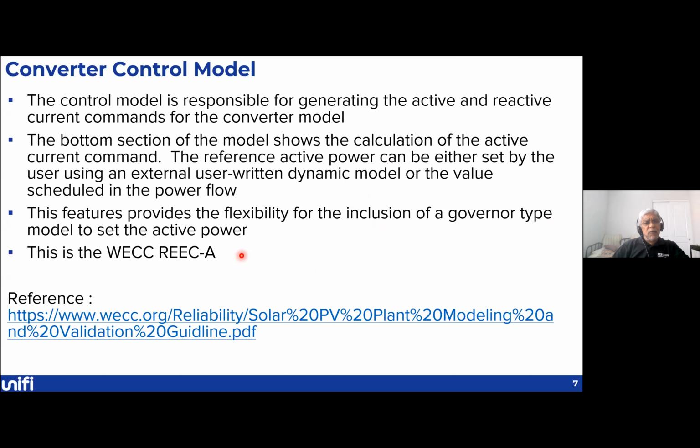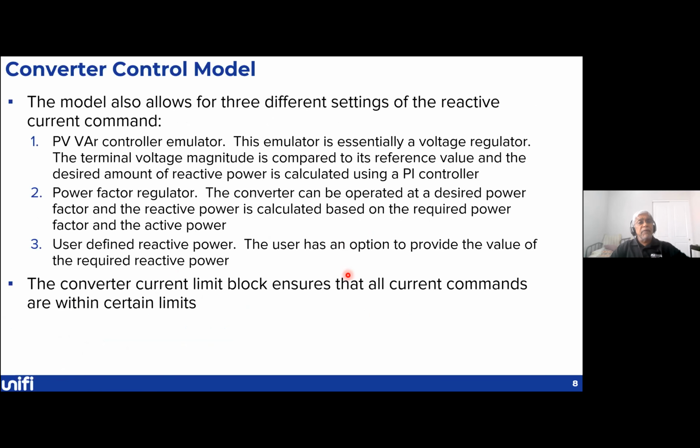So this is referred to as WECC's REECA model. And I've given you the reference in the slides. There is a wide range of background material available in this particular site. And then added to that, a lot of actual on-site testing of this model compared to measurements has also been done. So this model is a very reliable model and worked very, very well.